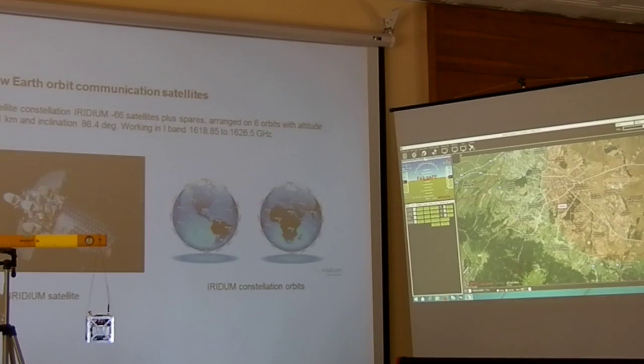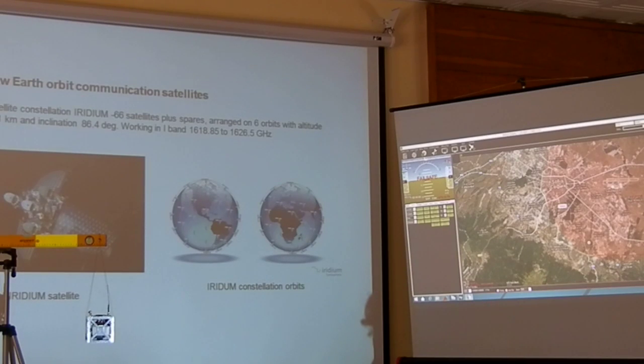The only communication system of this kind which is now being updated is the Iridium system, which includes 66 satellites launched on six orbits, and they provide communication in the L band, which is only for telephone links. It's not high-speed communication. We cannot use it for TV pictures, only for radio or links.